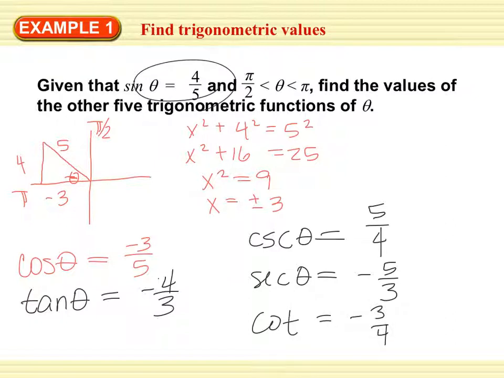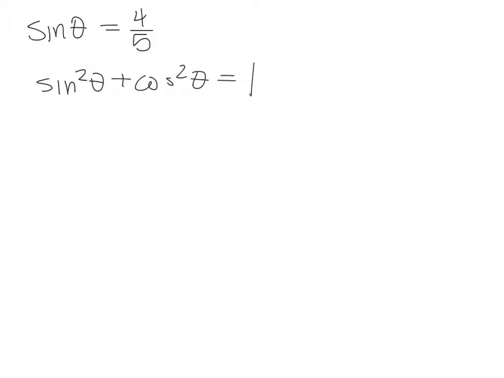The other 5 trig functions of theta, check. Okay, let's try this a different way. We know that sine theta is 4/5. I'm going to use that Pythagorean identity where sine squared theta plus cosine squared theta equals 1. Plug in 4/5, so 4/5 squared plus cosine squared theta equals 1.